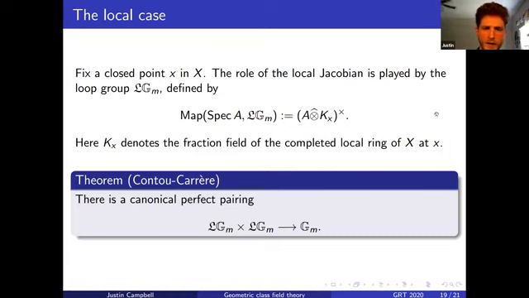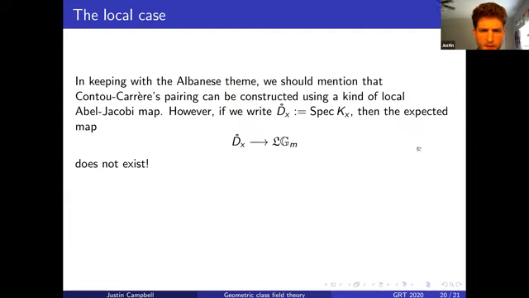And well, again, Cantu-Carrere made this observation. I proved this originally. And you'd like to say that this pairing is induced by some kind of local Abel-Jacobi map. So in an ideal world, if I use this notation, D punctured, for the spectrum of the local field, then you would hope that there would be a map from the punctured disk to the loop group.